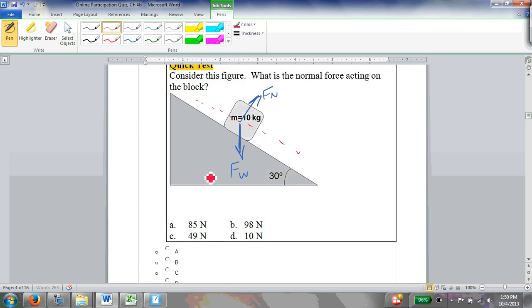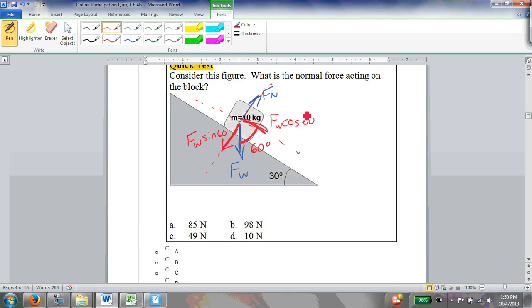There's my x-axis. There's my y-axis. I know that this angle equals 60 degrees. Just to save space, I'm just going to go ahead and draw the x and y components of the force weight. This is going to be the y component, Fw sine of 60. And this is the x component, Fw cosine of 60.